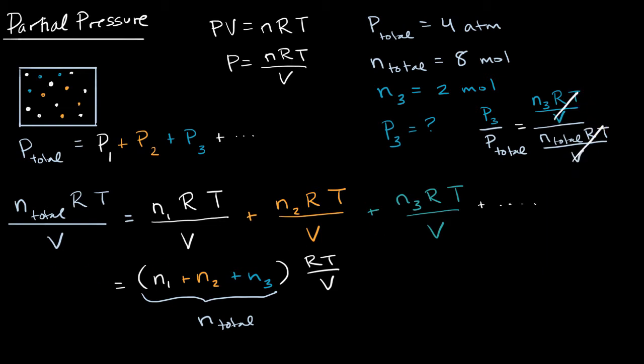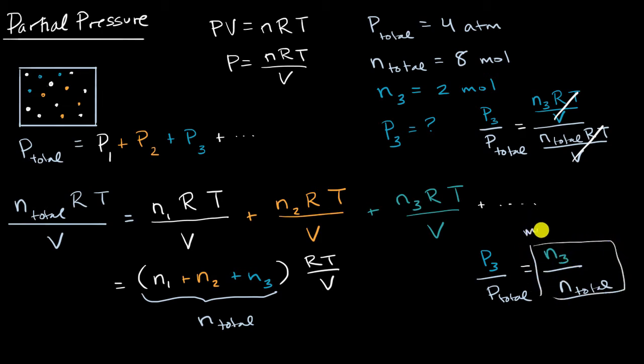And we get this idea that I'll write it down here, the partial pressure due to gas 3 over the total pressure is equal to the number of moles of gas 3 divided by the total number of moles. And this quantity right over here, this is known as the mole fraction. Let me just write that down. It's a useful concept. And you can see the mole fraction can help you figure out what the partial pressure is going to be.